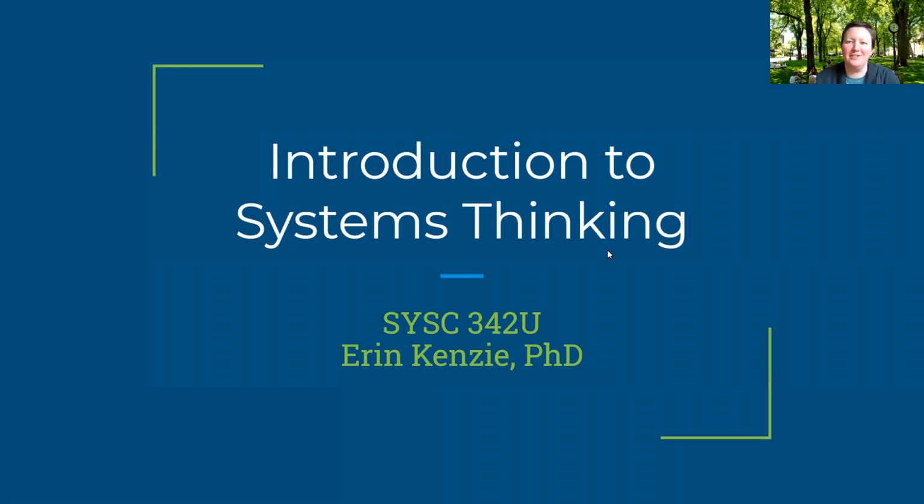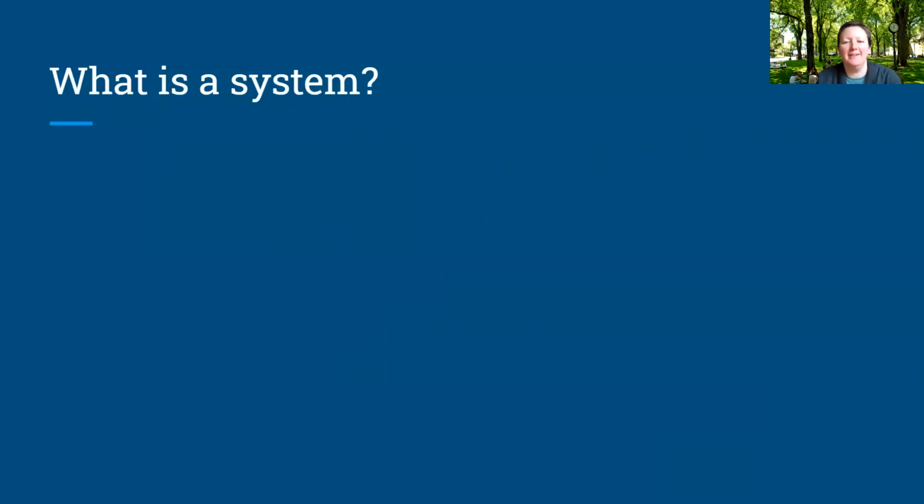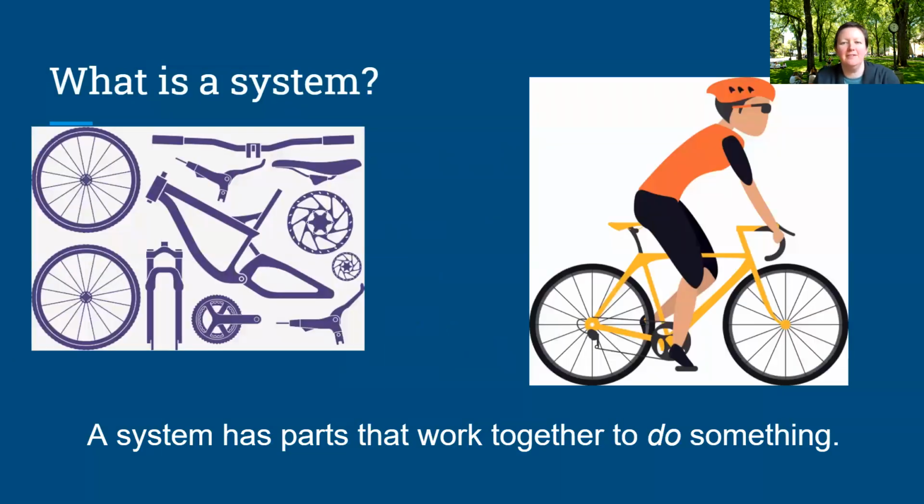Hi, this is Introduction to Systems Thinking, and we'll be going over what it means to take a systems approach. So to start out, what is a system? Well, there's a difference between a heap of disconnected parts and a system that has many different components working together to do something. In this illustration, the bike parts work together to serve a certain purpose.